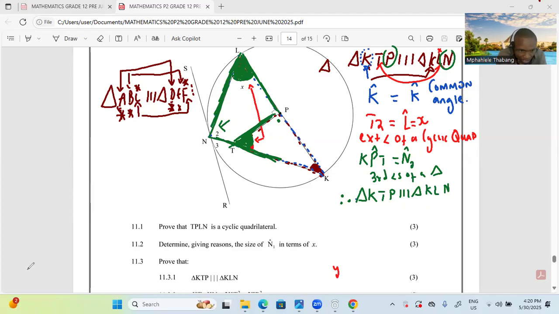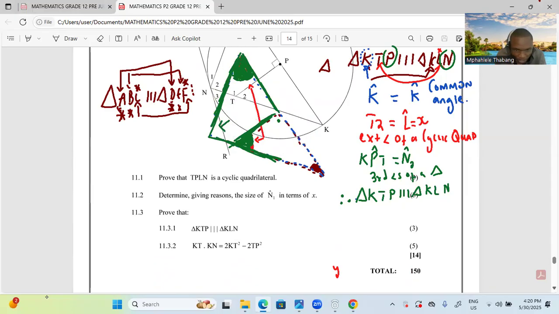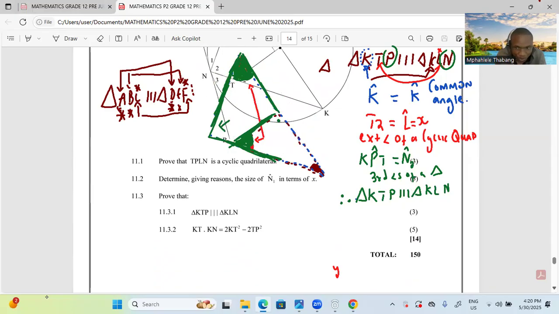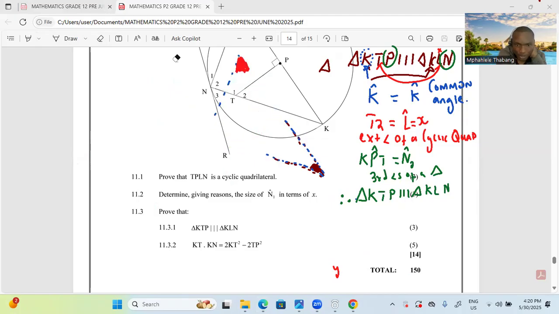So I've proven 11.3.1. So now I have to answer 11.3.2. Let me erase. I'm using the wrong eraser. Sorry. Yes, let me erase.